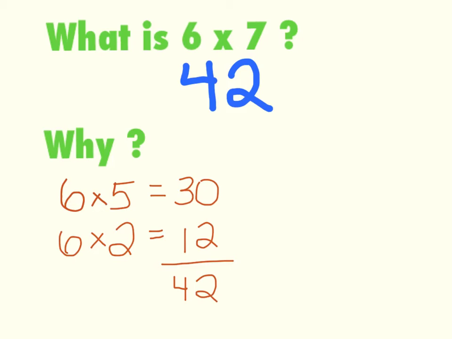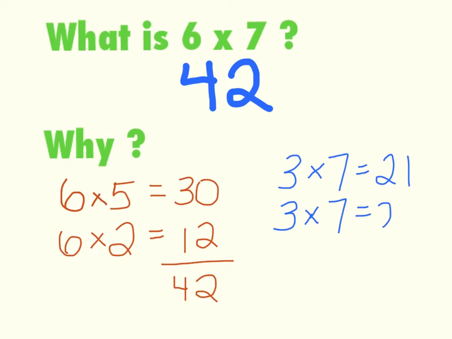Another method a student might suggest, having mastered their 3 times tables, would be that I know 3 times 7 equals 21, and I can double 21 quite easily. 3 times 7 again is 21, and I know 21 plus 21 gives me 42. So when a student responds correctly, 6 times 7 equals 42, that's step 1. The more important step is for them to respond with their answer to the question, why is 6 times 7 42?